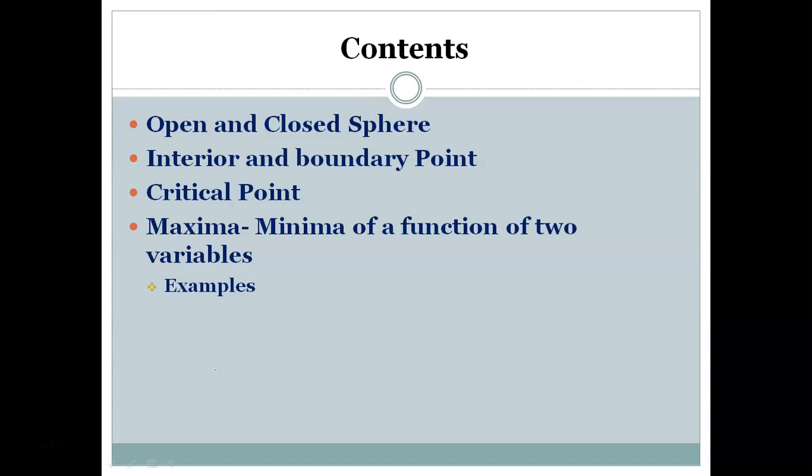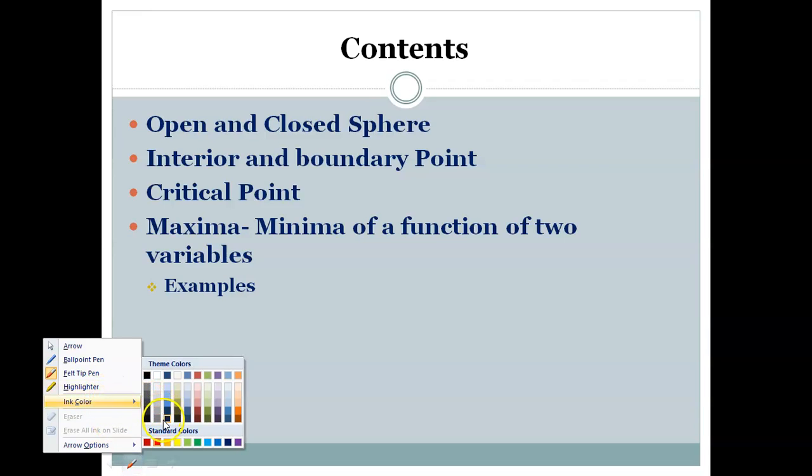So in order to define or to obtain the maxima and minima of a function of two or more variables through the concept of critical point, we have to define open sphere and closed sphere, and using the concept of open sphere, we can define the interior point and boundary point of a set, and after that the critical point. Then the procedure to find the maxima and minima of a function of two variables will be given, and certain examples are discussed in this lecture.